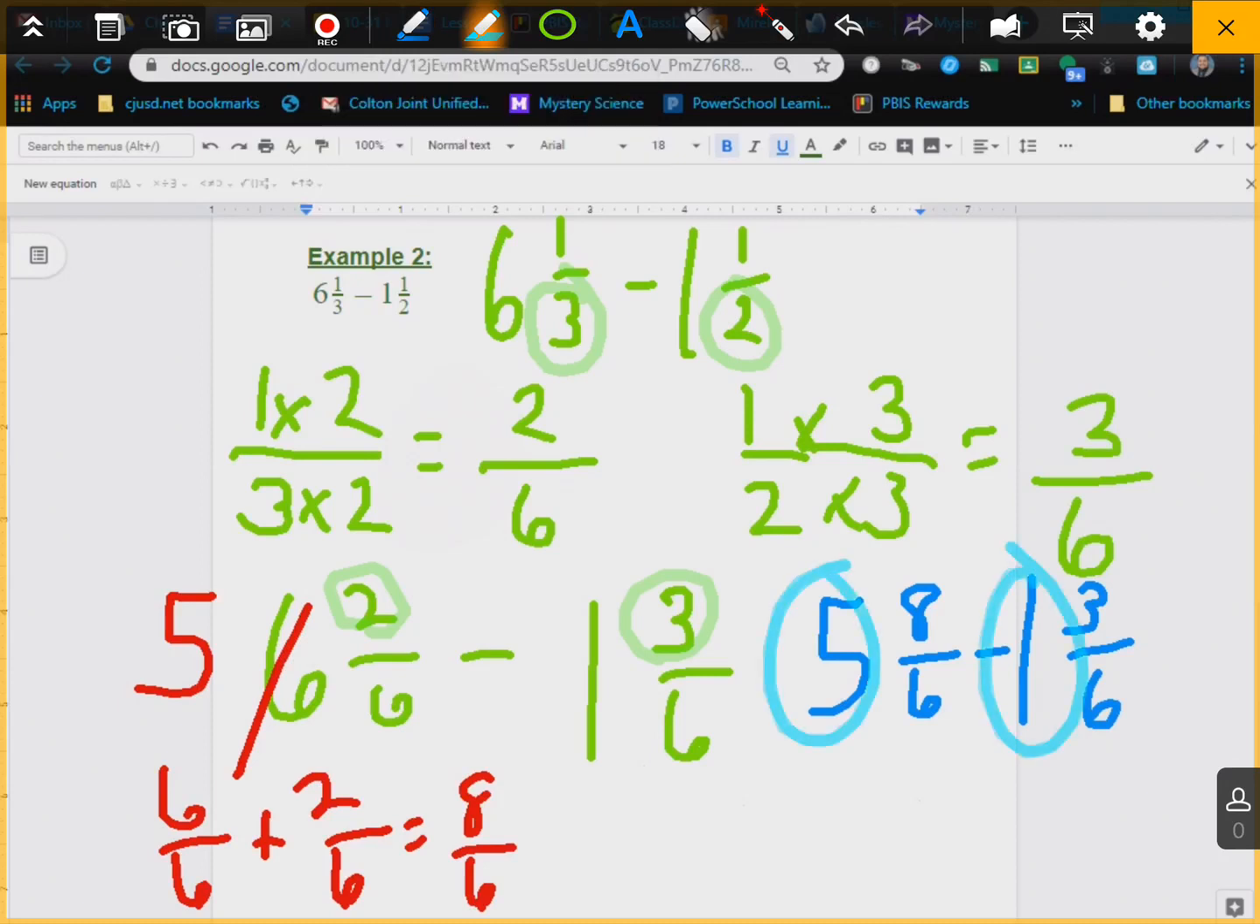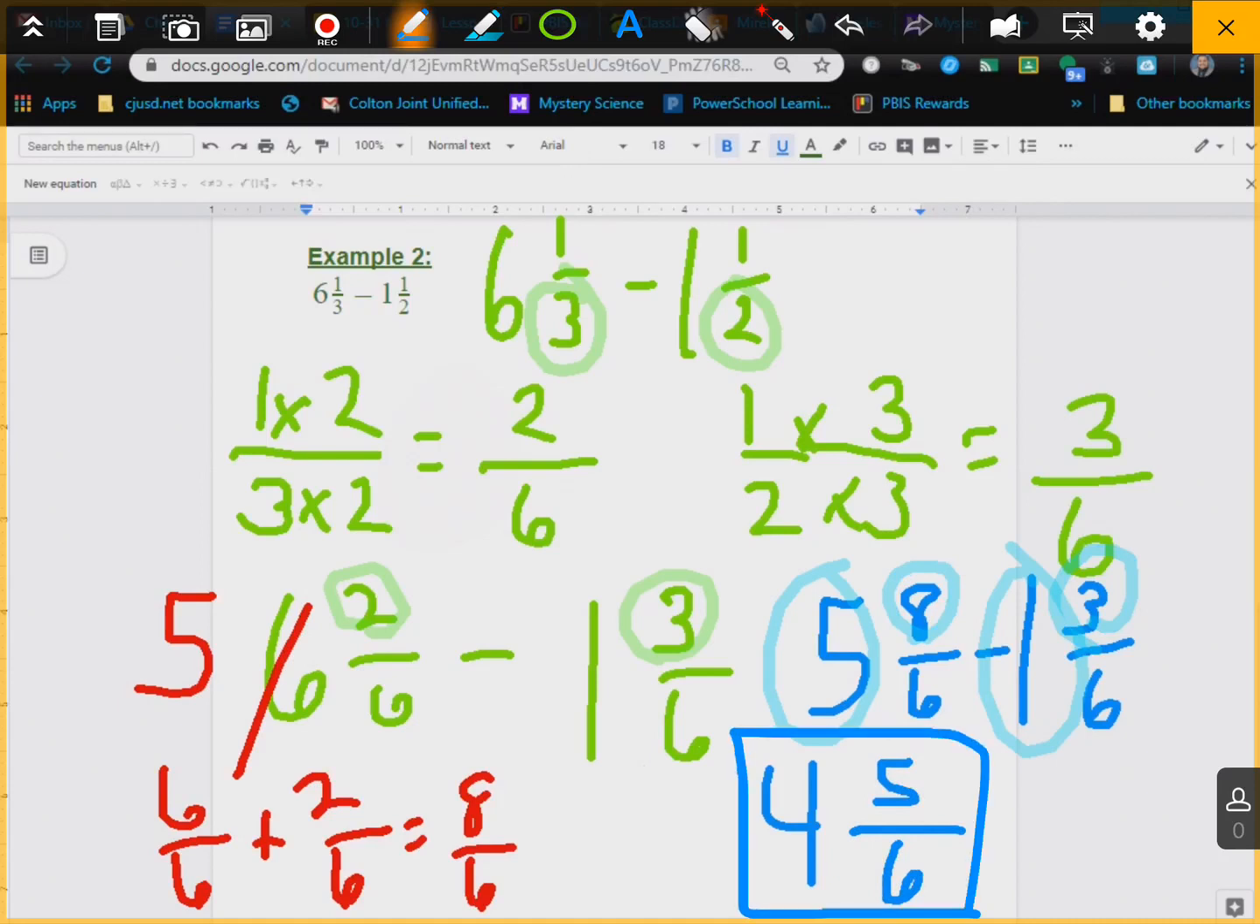5 minus 1 equals 4. 8 minus 3 equals 5. The denominator stays the same. And this is my final answer because there's nothing you can take out of both the 5 and the 6. So 4 and 5 over 6 is my final answer.